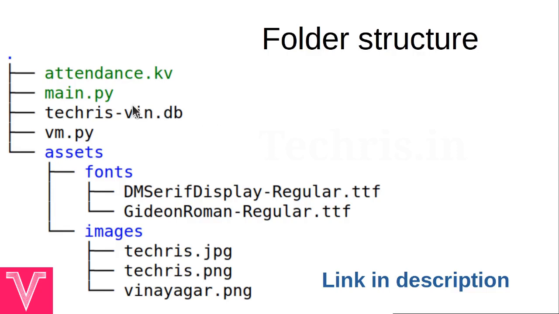This is the folder structure. This contains one folder called assets, and these are the files. This main.py contains all the code for this, and this attendance.kv will contain the layout, which is written in Kivy language. This is the SQLite DB file, which is a text-based database, which is easier to use. This contains the code for sending the mail. We use different fonts and images also.